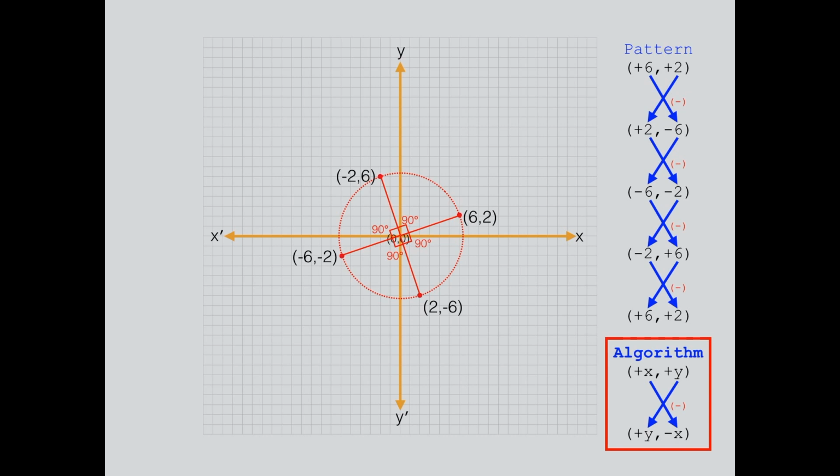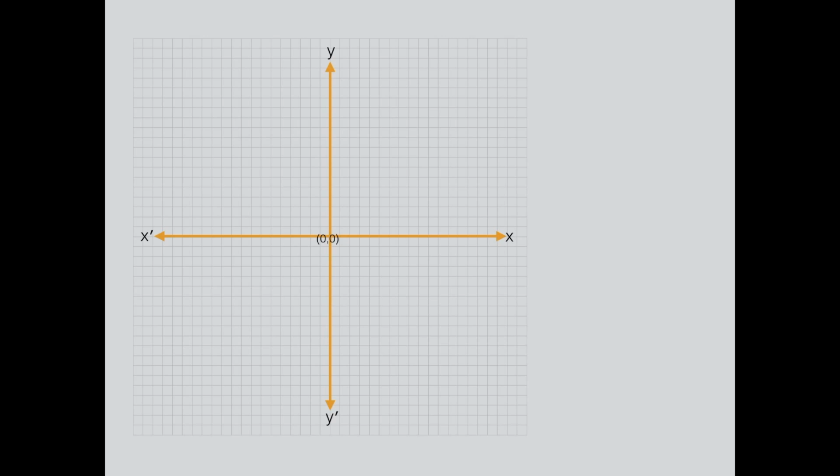Alright, so that's the algorithm for this, but this is nice and all. We're rotating from the origin, but let's say we want something more complex, more fun. Well, what if we wanted to rotate from a point that's not the origin? Sounds weird, doesn't it? But let me explain.